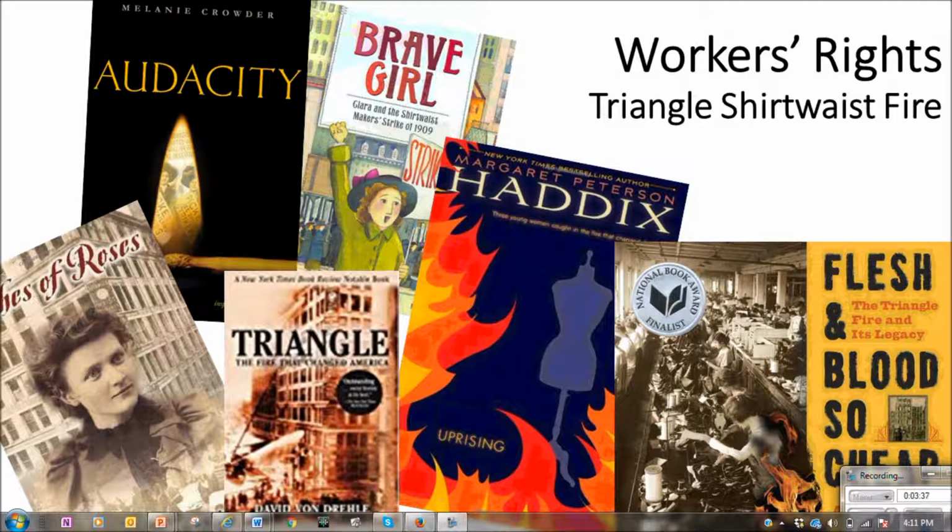The first text set is about workers' rights, and there's 3 novels and a set of supplemental texts about the Triangle Shirtwaist Fire. This was a terrible fire in a garment factory in 1911. Lots of young women died, and it really galvanized women's organizing, women's unions in the garment worker factory.